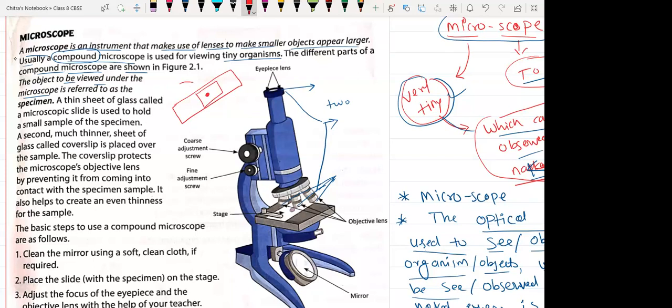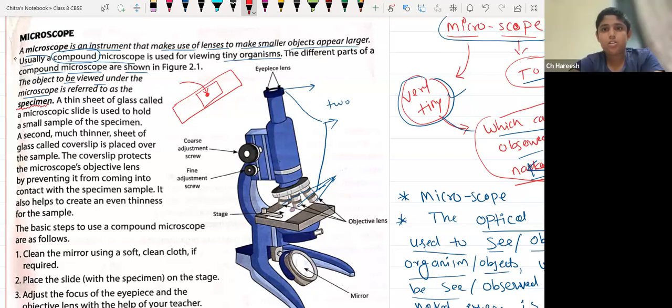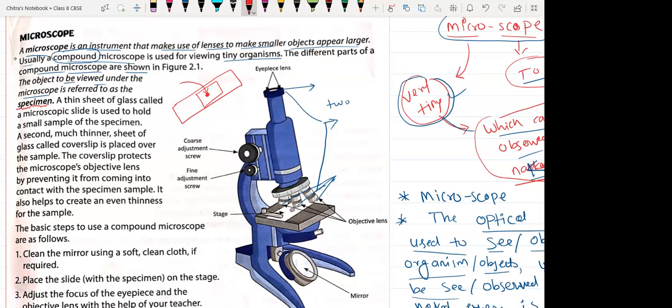The organism or any object which is used in order to see in a large form is called a specimen. It's called what? Specimen. Understood what a specimen is? Everyone? Yes, sir. So a specimen is the object which can be enlarged with the help of the microscope, and we can observe it clearly.